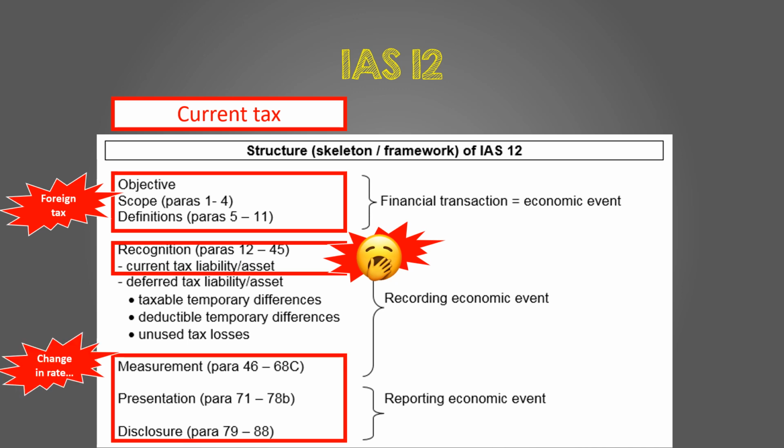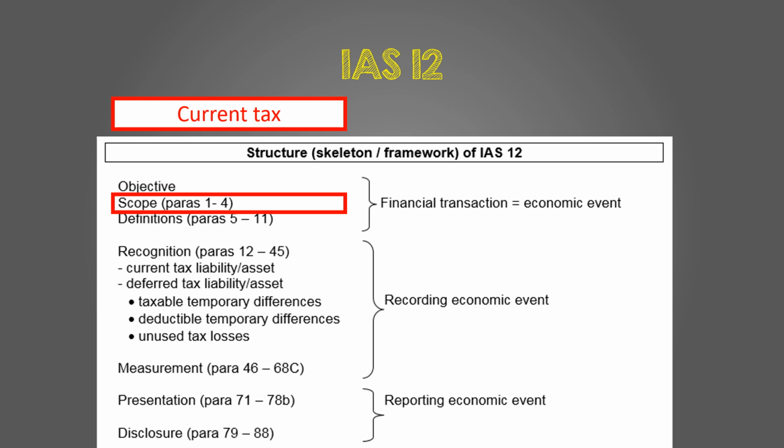Next, we are going to look at the measurement, presentation, and disclosure. And when it comes to measurement, I am going to tell you how we measure current tax when there is a change in the tax rate. With regard to presentation, I'm going to show you that we can also have tax in other comprehensive income. And then when it comes to disclosure, I'm going to show you that there's a part of the note that you have not seen before, but you will have to wait for the next episode to see exactly what it looks like. So firstly, let's look at the scope of IAS 12.